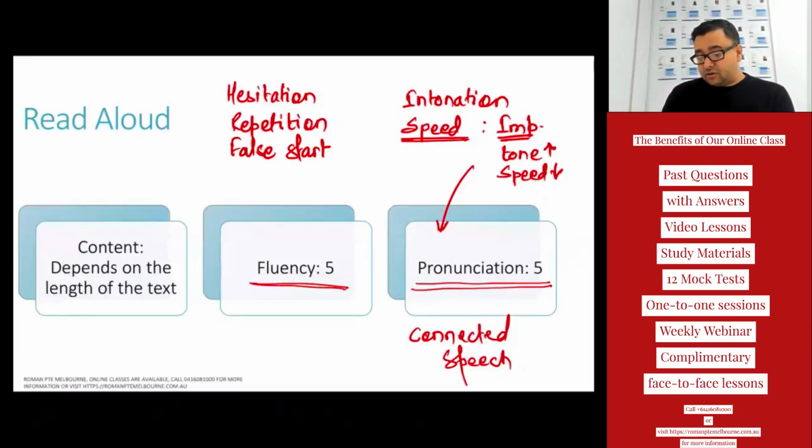So these are the two important things about pronunciation and fluency. Pronunciation is all about changing your tone, changing your speed, and speaking with proper stress on important words. Fluency is about speaking smoothly without hesitating, repeating, or having a false start.